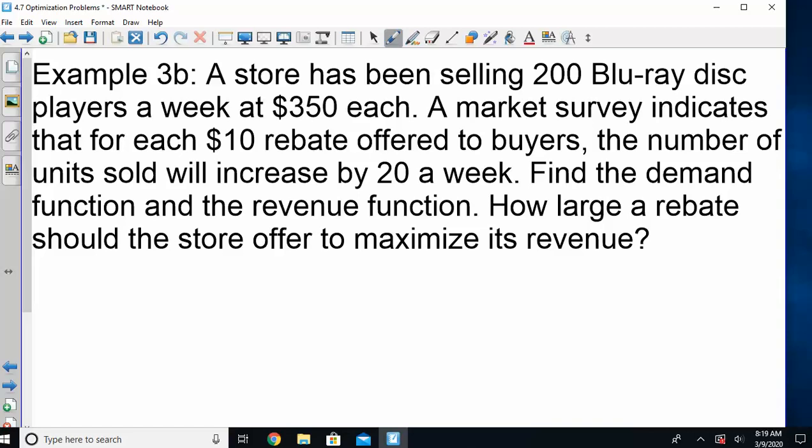Demand function is the same thing as the price function. Okay, so I'm not mentioning anything about the cost to make these Blu-ray players, so we're not worried about the cost. I don't mention profits. We're not worried about any of that. We are just finding the price and the revenue. So our price.